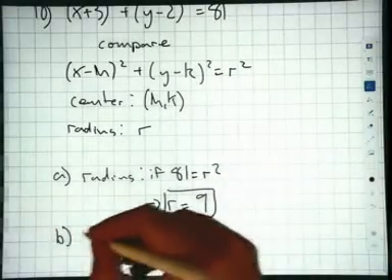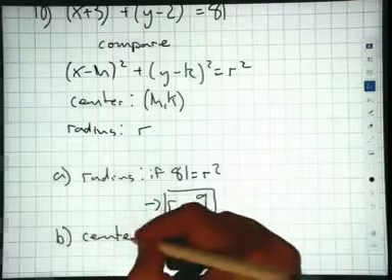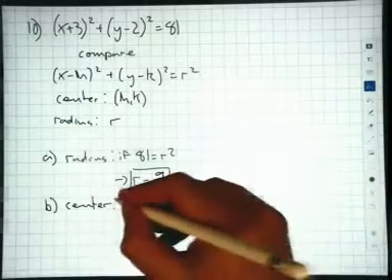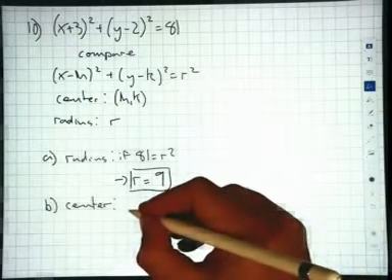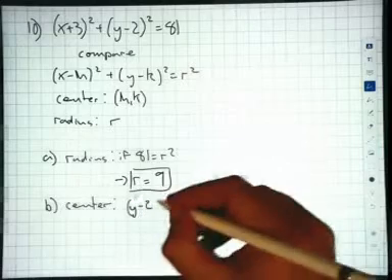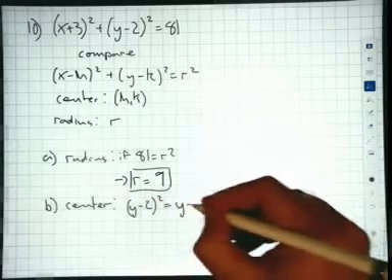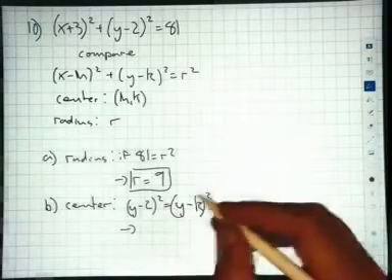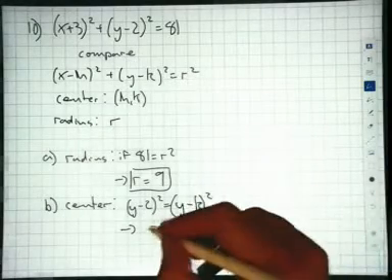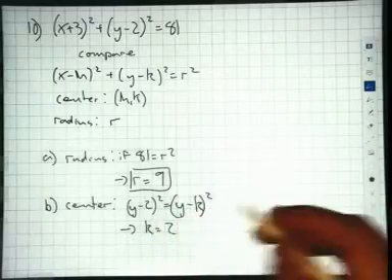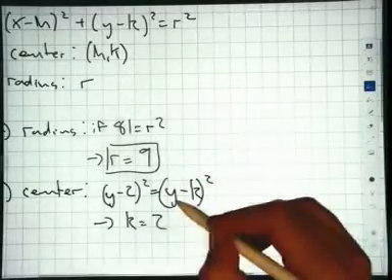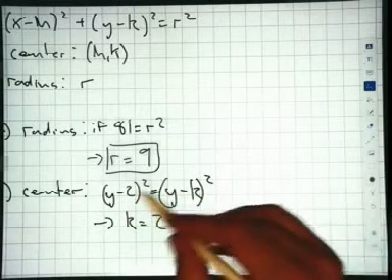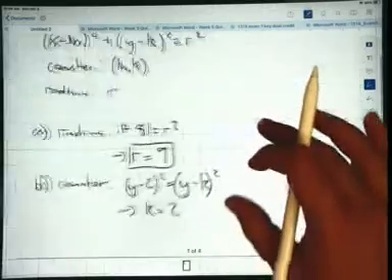B, we want the center. So if we say that y minus 2 quantity squared is equal to y minus k quantity squared, then that means that k is equal to 2. Notice that you have y minus, and then the k has to be 2.